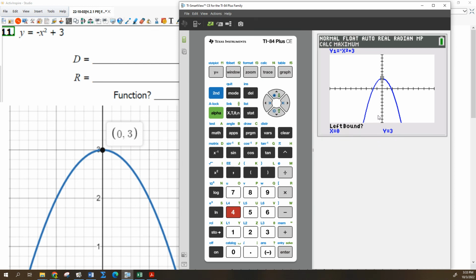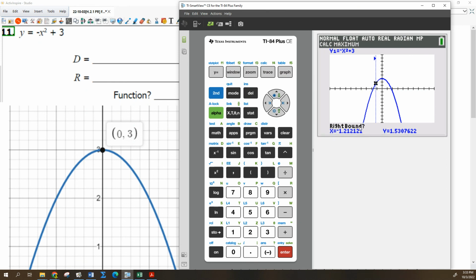And now watch closely here. For the left boundary, I have two options. I could use the cursor, and I have to tell the calculator the maximum is going to be enclosed between this left boundary and this right boundary. So I have to pick a left boundary and a right boundary that will capture that maximum. I could just trace to the left a little bit. Doesn't have to go very far. Hit enter to tell it, okay, there's my left boundary.